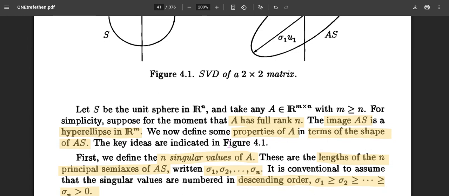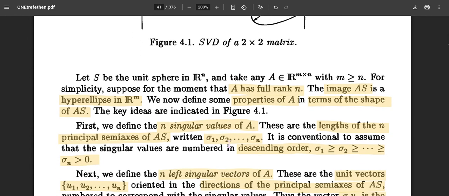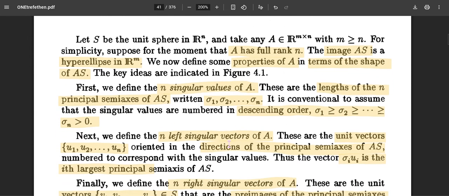In terms of geometrical perspective, sigma 1 to sigma n each define the length of a principal semi-axis of AS, and we assume that sigma 1 to sigma n are ordered in descending order. Then u1 to un are termed the left singular vectors of A. They are the directions of the principal semi-axes of the hyperellipse AS. Thus the vector sigma_i u_i is the i-th largest principal semi-axis of AS.